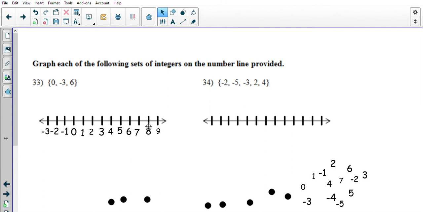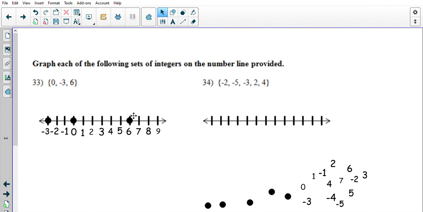Now, what I want to do is at the positions where 0, negative 3, and 6 are, I want to slide one of these dots up and put it right over that. I can actually put it right on the number line. Sometimes students have them hovering up above. I'm not sure where that comes from. Just put them right on the number line. So a dot at 0, a dot at negative 3, and a dot at 6. And we are done. That's all we have to do.